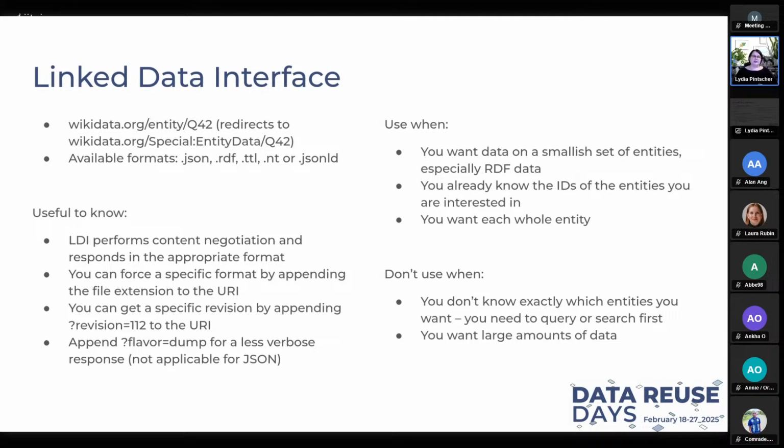You can also get specific older versions of the data by appending revision equals and whatever previous revision you would like the data for. And if you want a less verbose version of the output, then you can add flavor equals dump.